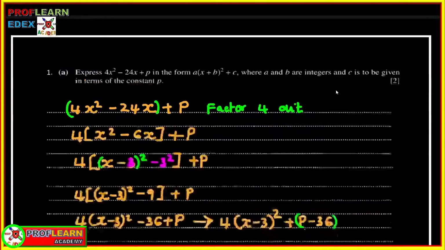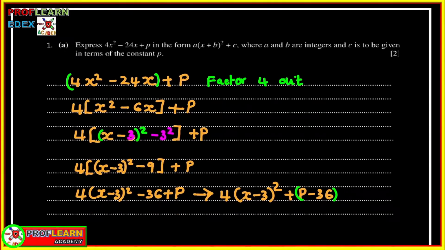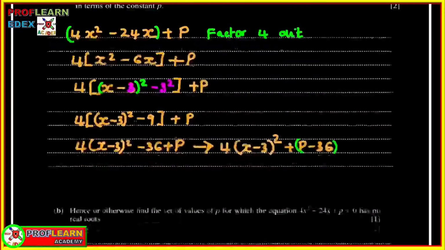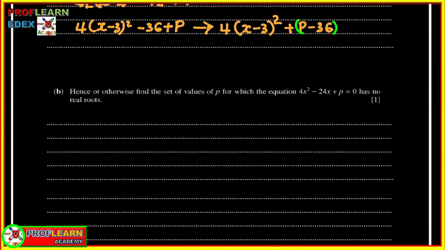Now moving to the next part, that is part B. In part B, you are told: hence or otherwise, find the set of values for p for which 4x squared minus 24x plus p equals 0 has no roots. Remember, when you are told that a quadratic has no roots, it means the discriminant is less than 0. So you need to remember that when you are told it has no root, it means the discriminant is less than 0.